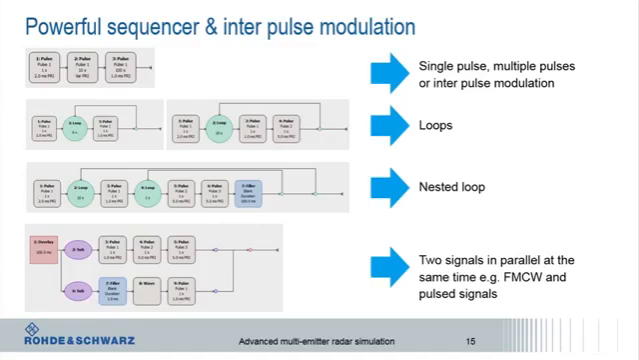You have access to some structures like loops or nested loops. They give you access to very long play times by just looping a pulse several times. If you want to have a loop in a loop, you can also do so. This is what we call a nested loop. If you want to play two signals in parallel, we have access to a structure which we call overlay. This is extremely important, for example, if you want to use FMCW signals and pulse signals in parallel. So you can define this, and the signal generator will automatically play the combined signal.